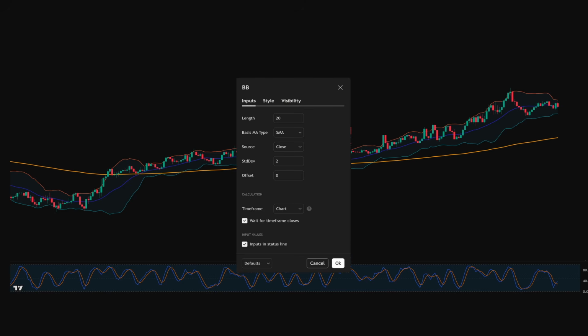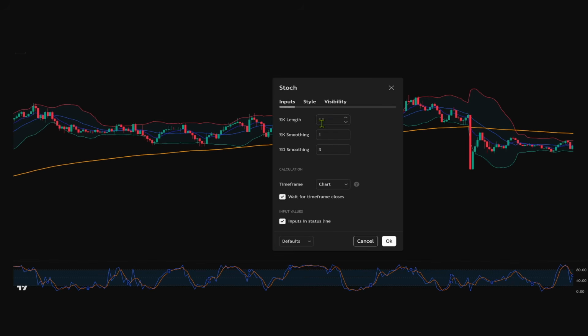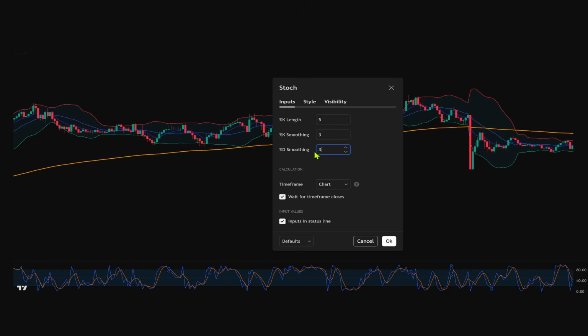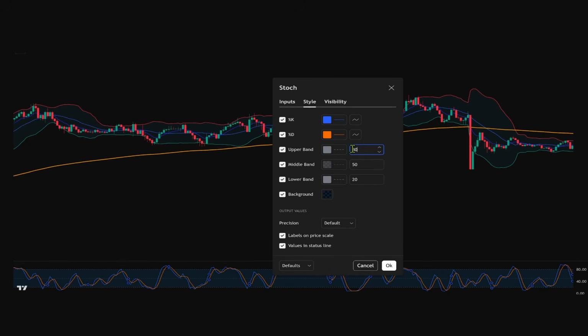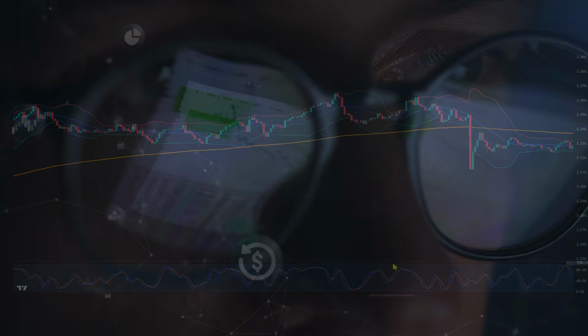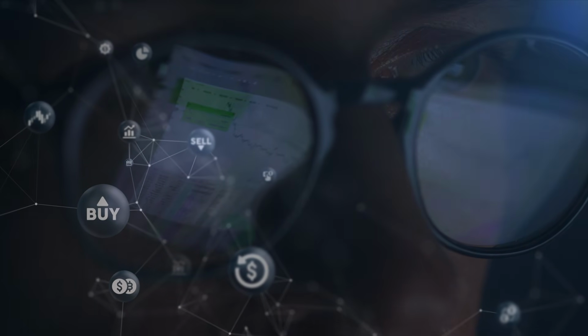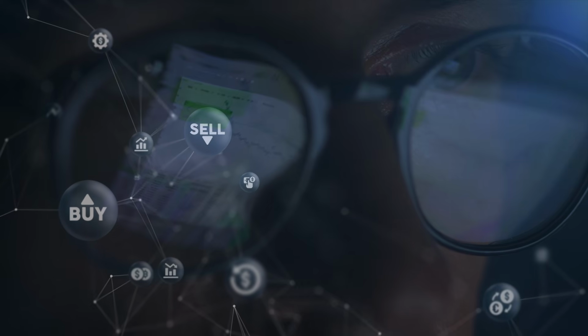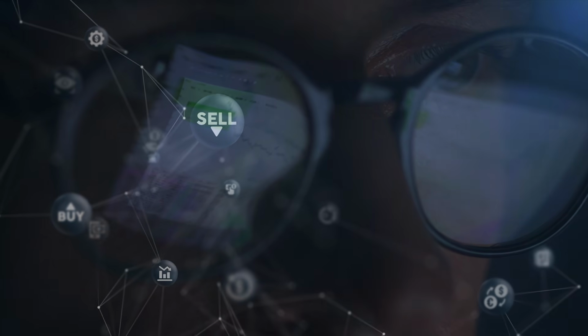For the Bollinger bands, set it to 20 periods with 2 standard deviations. For the stochastic, we need to use 5, 3, 3 and make sure you set the upper boundary to 100 and lower boundary to 0. Again, this strategy works on all major pairs, but I have backtested it on Euro USD.